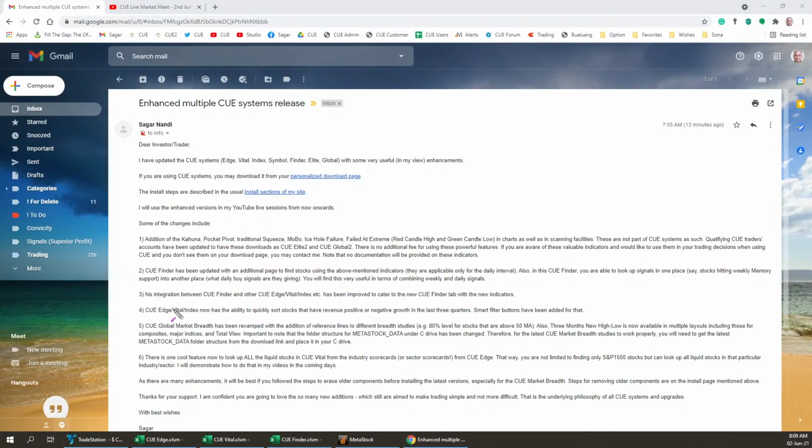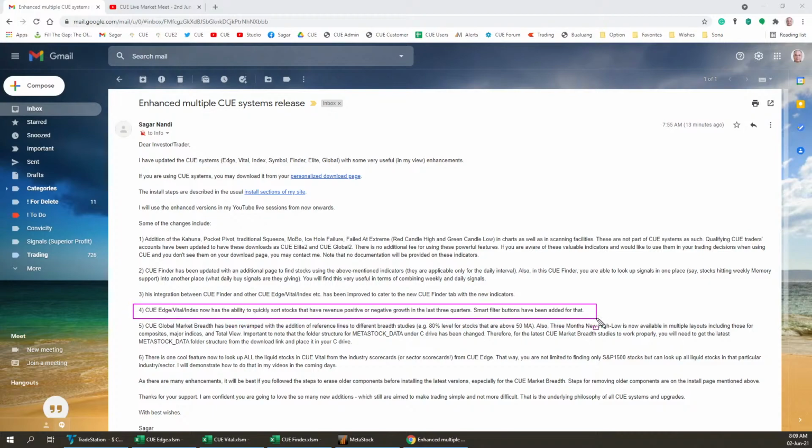Next, there is a new tab, a very useful tab in Q Finder, Q Edge Vital Index. They have been improved so that when you look up stocks from Edge Vital Index, they look up not only the bullish and bearish tabs in daily, weekly, those tabs were already there in Q Finder. It will also look up the signals, the valuable Kahuna, Pocket Pivot, all these signals on the additional Q Finder tab.